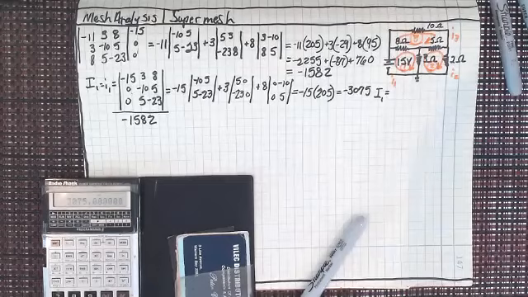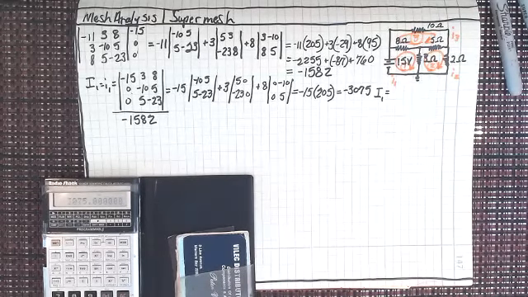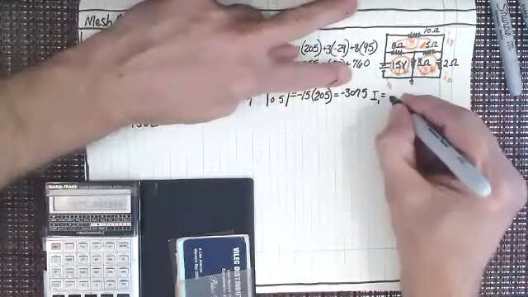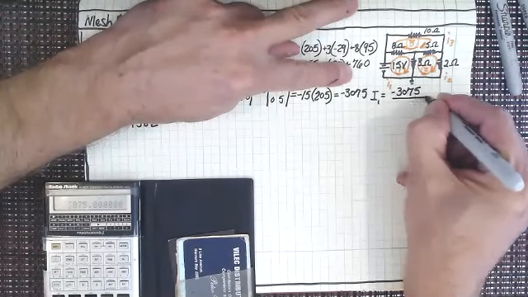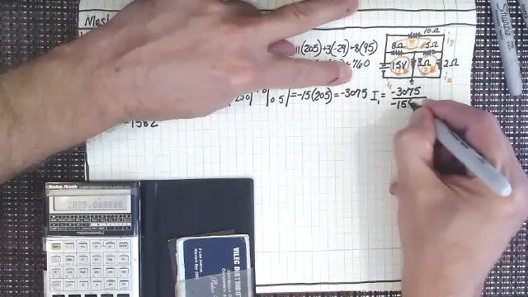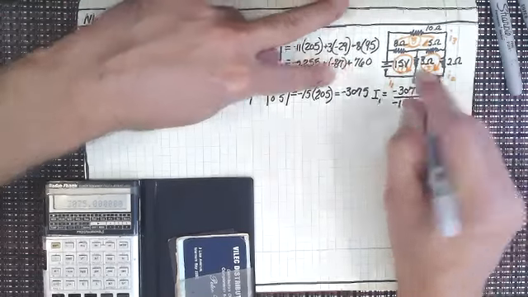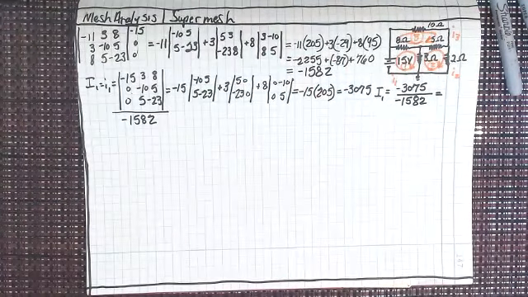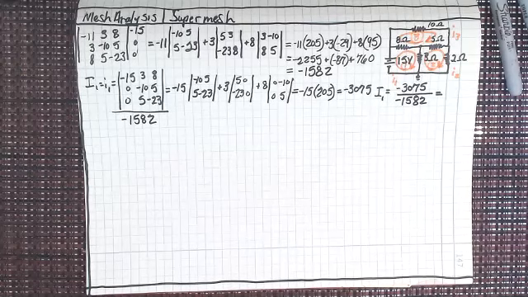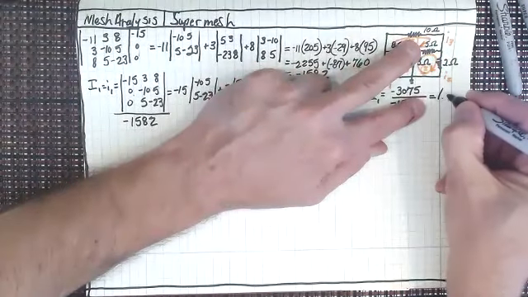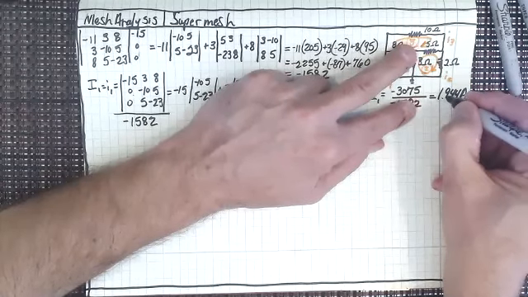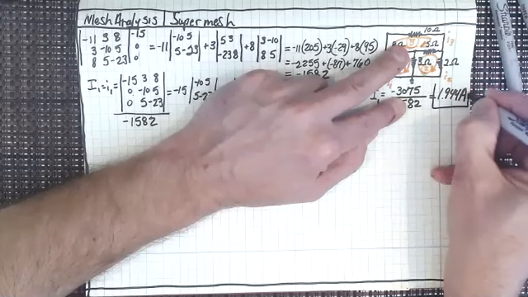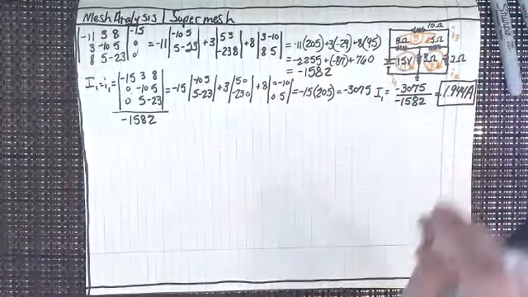And so now we know what I1 is going to be, because we know it's minus 3075 divided by minus 1582. And of course, the minuses are going to cancel out. So 3075 divided by 1582 gives me 1.944 amps. All right.